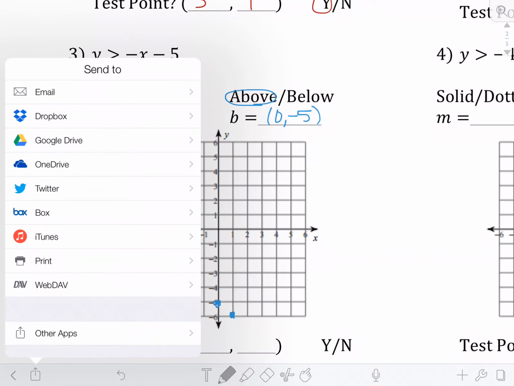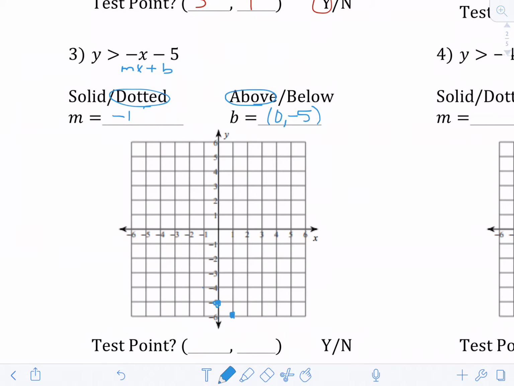So up 1 over 1, up 1 over 1, and keep going up 1 over 1. And it's dotted, so that means you do dashes. You don't connect the dots. And then you're shading above, so all of this here is shaded.